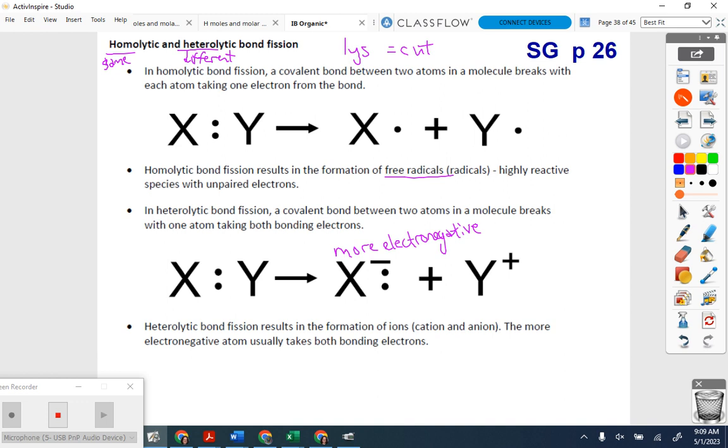Lytic, to lyse something is to cut it. So homolytic means cutting equally. Heterolytic means cutting unequally.